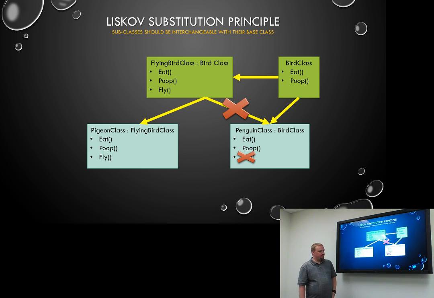All your subclasses should be interchangeable with their base class. So I have a base class here. This subclass of the base class could go in wherever this is. And then same here. This pigeon class could go in anywhere this class is or this class is, which this inherits down the line from, right? So it can go in any one of those other two places. That is the Liskov Substitution Principle.